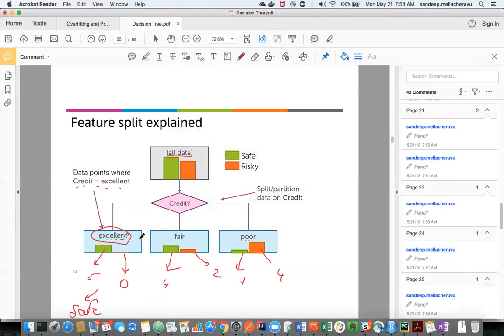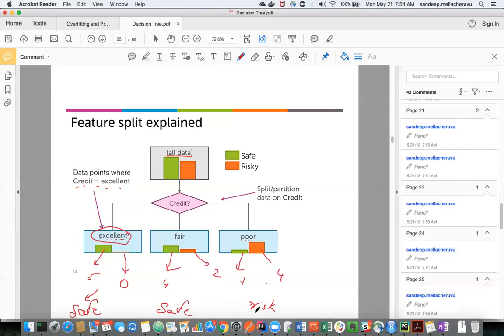For example, if I want to predict here, how do I predict? When credit equal to fair, 4 times I gave safe loans, 2 times I gave risky loans. Now which one should I predict? The answer is predict the majority class. What is the majority class here? Safe. Predict that one. What is the majority class here? Risky. Just go by the simple majority. Whatever is the majority, go with that.